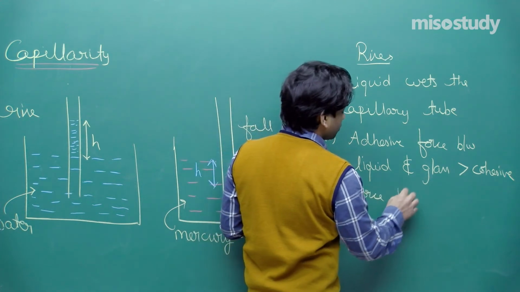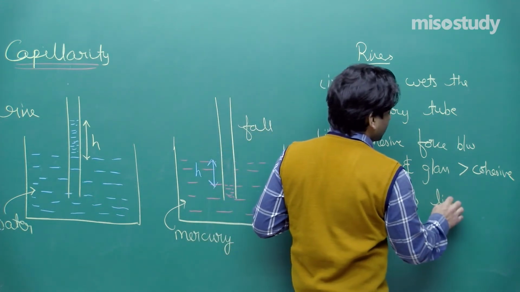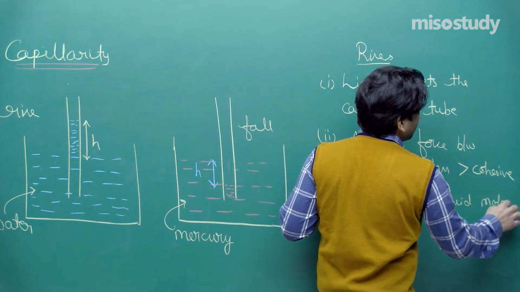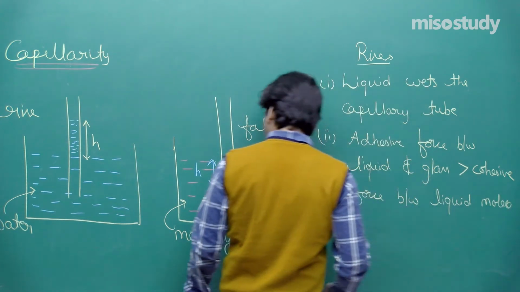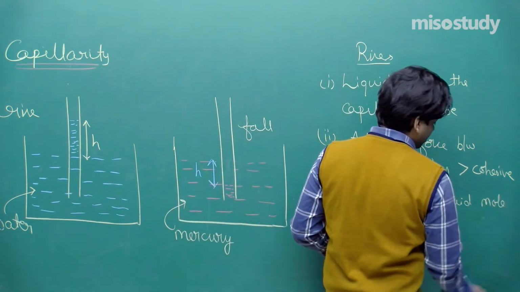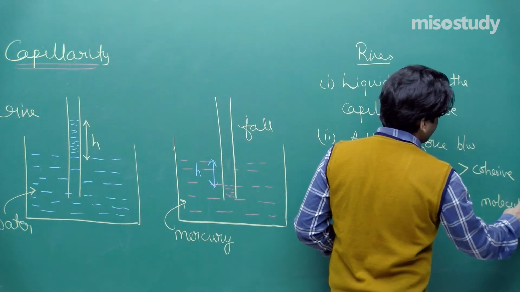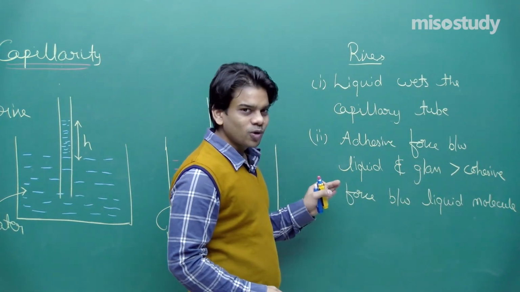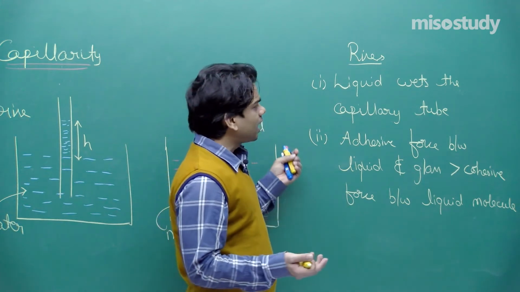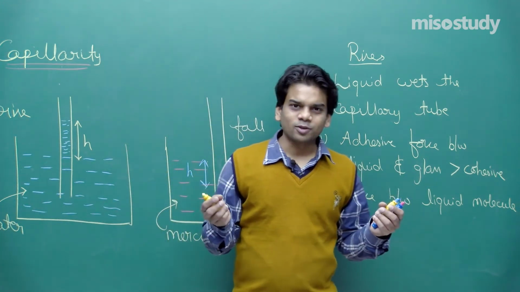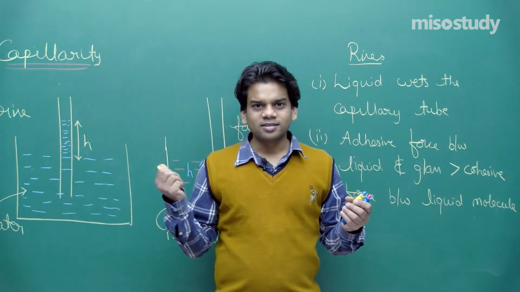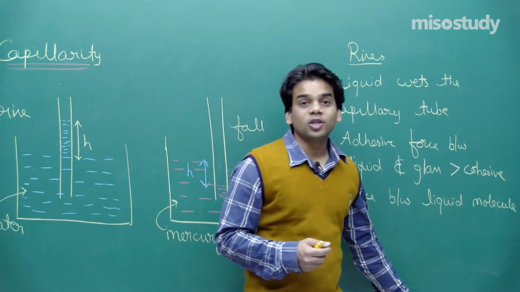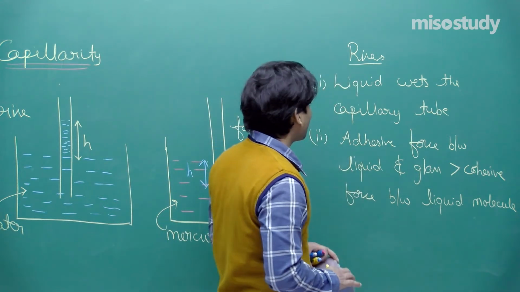Cohesive force between liquid molecules. This is what we know should happen in the case of rise. So, I believe you can simply take down these two points. This is the reason: the liquid will stick to the glass surface of the capillary tube and it is going to rise. I will tell you more about it when I teach you about the angle of contact, but before that, note down these two points.